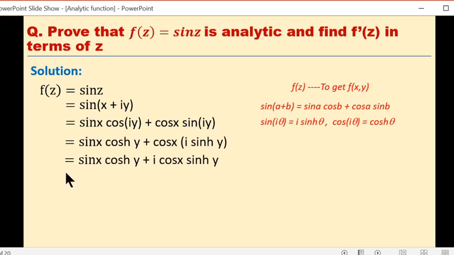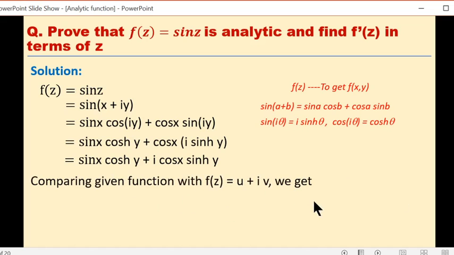Okay, so if we write this properly, we get sin x cos hyperbolic y plus i cos x sin hyperbolic y. So this i has come out into the open. Now we know which is the real part and which is the imaginary part. So now we can compare it with u plus iv. So our real part u is sin x into cos hyperbolic y, and our imaginary part, which is multiplied with i, that is cos x into sin hyperbolic y.